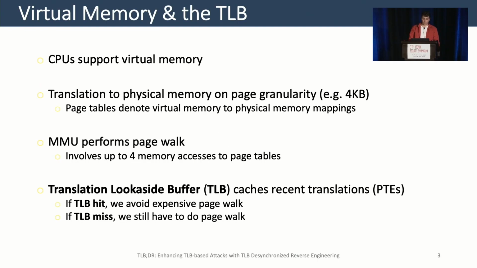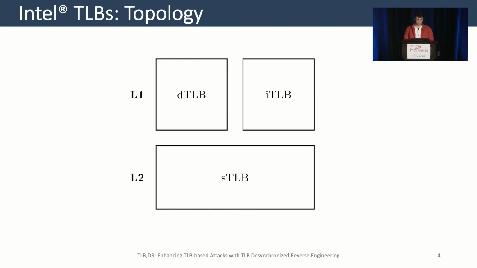So as probably everyone knows, CPUs support virtual memory, so whenever a virtual address is encountered, we have to perform a translation to physical memory. This is called a page walk, and the page walk involves multiple accesses to main memory because these page tables are multi-leveled. Because this is a slow process, CPUs embody a cache called a translation Lookaside buffer, or TLB, that caches recently completed translations, so that on subsequent accesses to the same virtual address, we do not require an additional page walk.